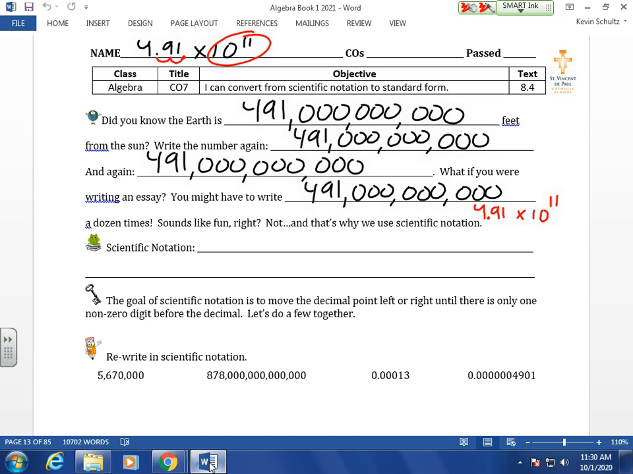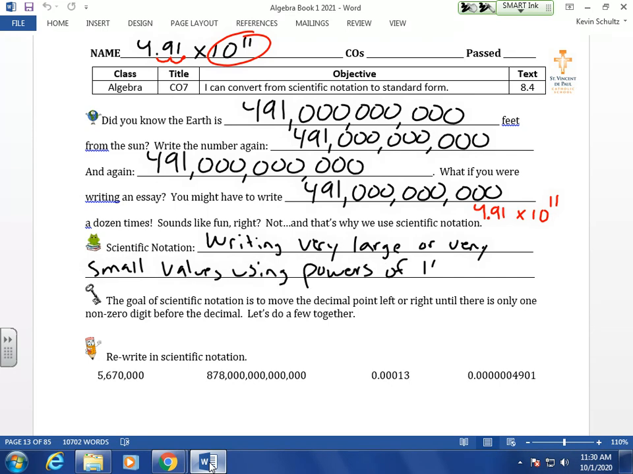So what scientific notation really is, it's writing very large or very small values, because in science you deal with very large and very small values often, using powers of 10, which in essence is just moving the decimal point to the left or to the right.